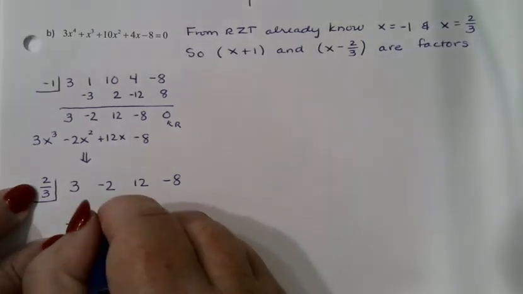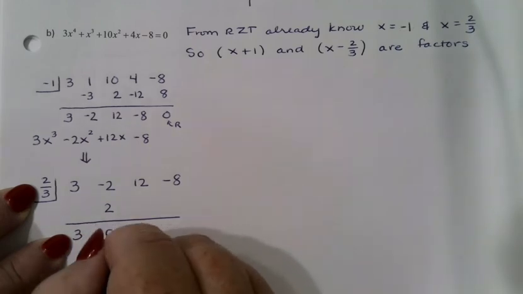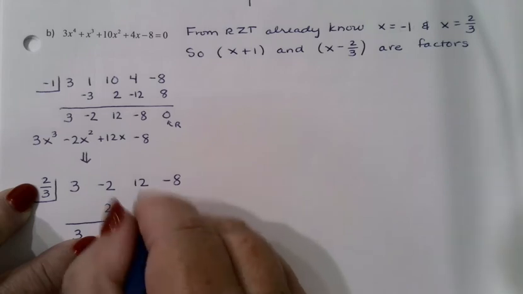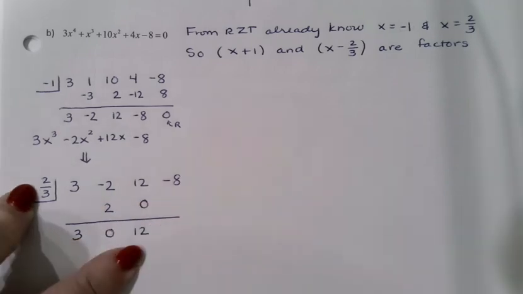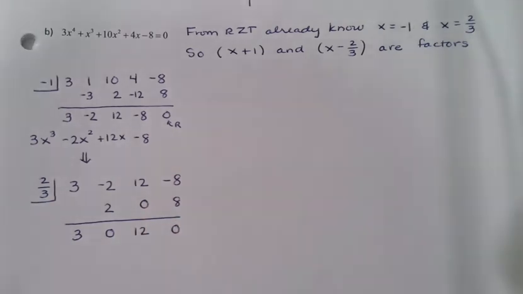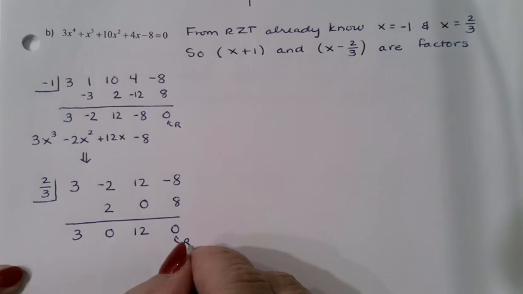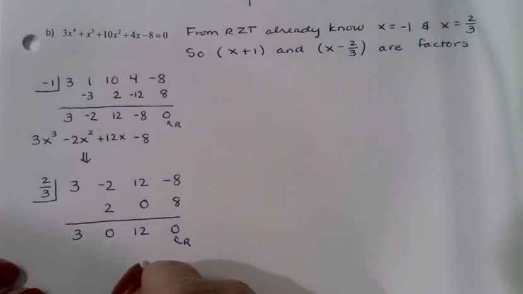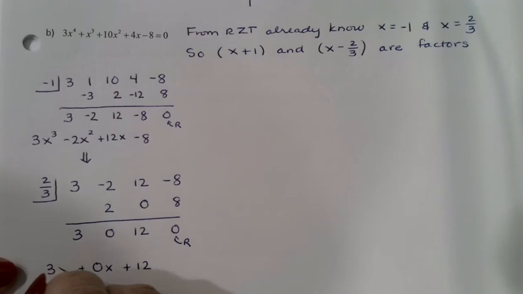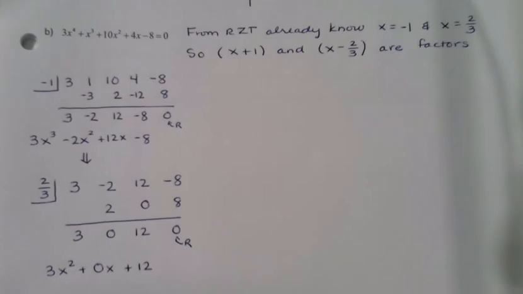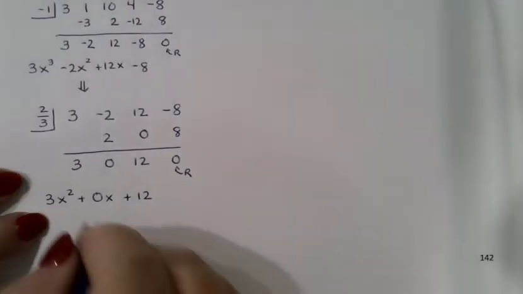3 times 2/3 is 2. That adds up to 0. 0 times 2/3 is 0. Adds up to 12. And 12 times 2/3 is 8. Adds up to 0. As expected, remainder of 0. This would be 12 plus 0x plus 3x squared, or simply 3x squared plus 12.